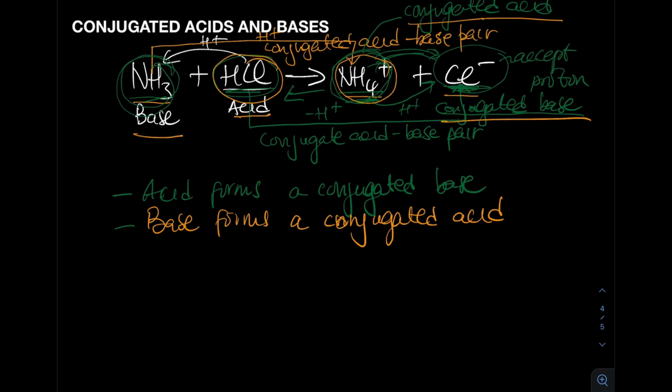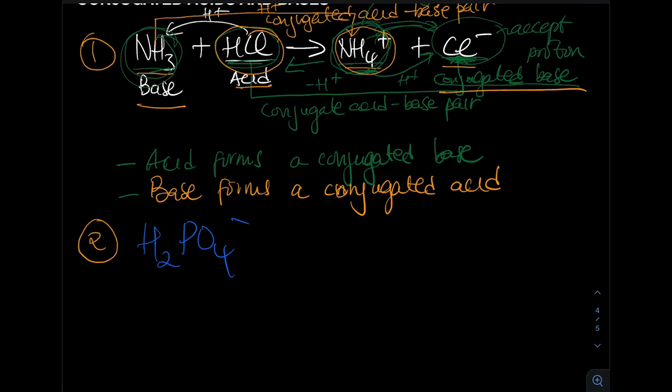Let's take another example. Let's say we have PO4 minus, we dissolve it in water and then it produces, let's say, this is an acid because that's an ampholyte. Let's say now it's an acid. This is a base. So what's going to happen?